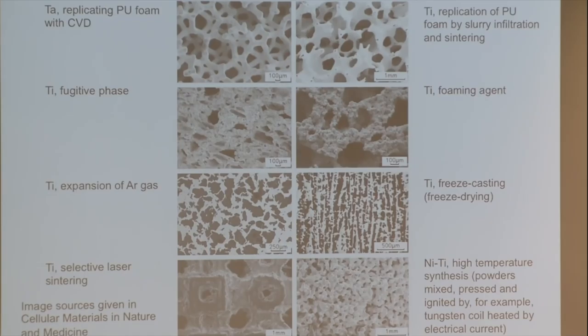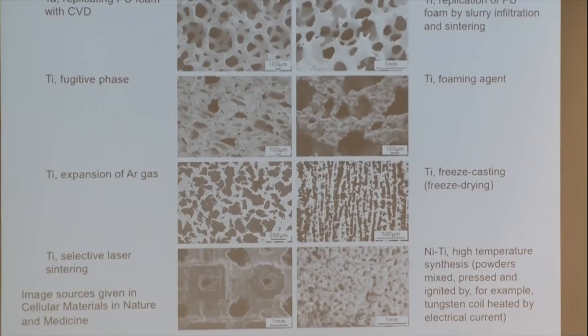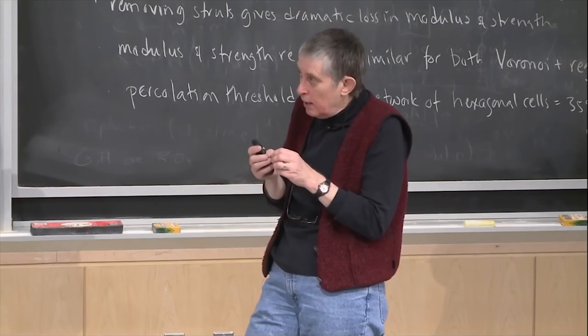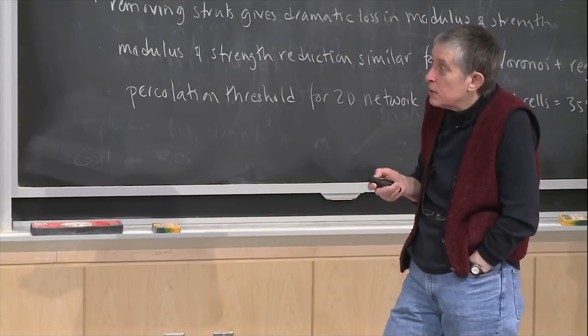This one here is made by using a foaming agent. This one's made by expansion of argon gas. I think when we talked about the metal foams, we talked about the idea of packing, say, titanium powder in a can, and then you evacuate the can, and you then pressurize the can with argon gas, and then you heat treat it, so you heat it up, and as you heat it up, the argon gas expands, and you're left with the pores. This one's made by a freeze casting process. I have a slide, and I'll talk about that in a minute.